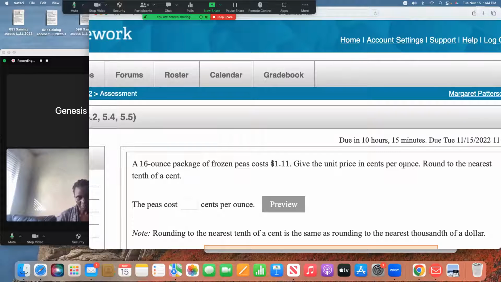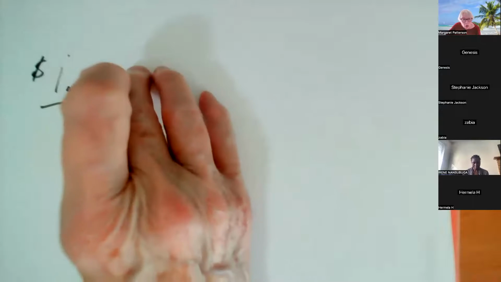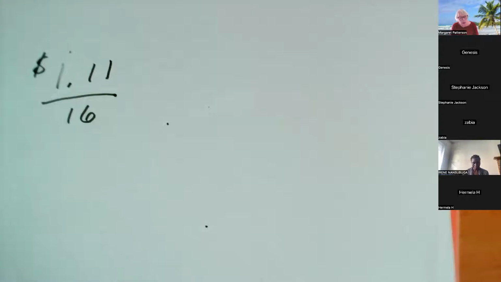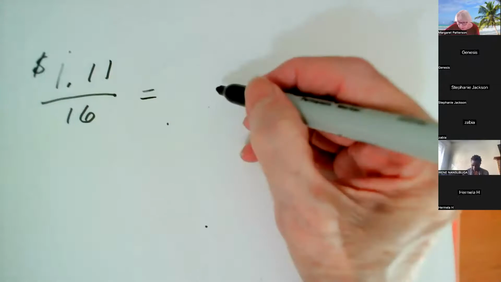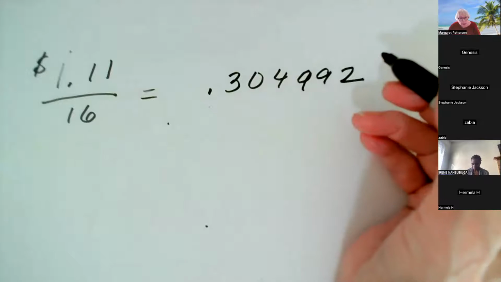So the instructions are saying cents per ounce right there. So the cents, I'm going to put it $1.11. And the ounces are 16. And then we'll talk about getting it into what the way they want it. Because honestly, I did this with somebody else. So this was the cost. It wasn't in cents, it's actually in dollars right now. And so I'm going to use a calculator on this, 1.11 divided by 16. So what I get is 0.304992. That's what the calculator is saying.